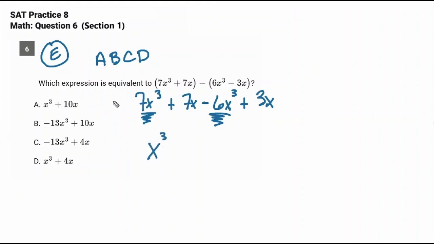So now go and cross off any answer choices that don't have just x to the third. So B and C are gone. And then come in here and do this. 7x and 3x, that's plus 10x. And so the answer is A.